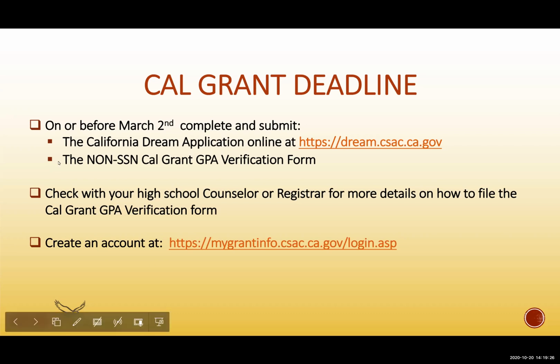Okay, and then what you will do is create an account on mygrantinfo.csac.ca.gov. You'll go ahead and create an account there, and that's basically to have access to your Cal Grant information. So if your Dream Act application and your GPA have been submitted, let's say as early as October 1st, which is when the Dream Act application is available, then normally in a month, so November, the students, when they log into their CSAC account or WebGrants, will actually be able to see the status of their Cal Grant for the year 2021-22.